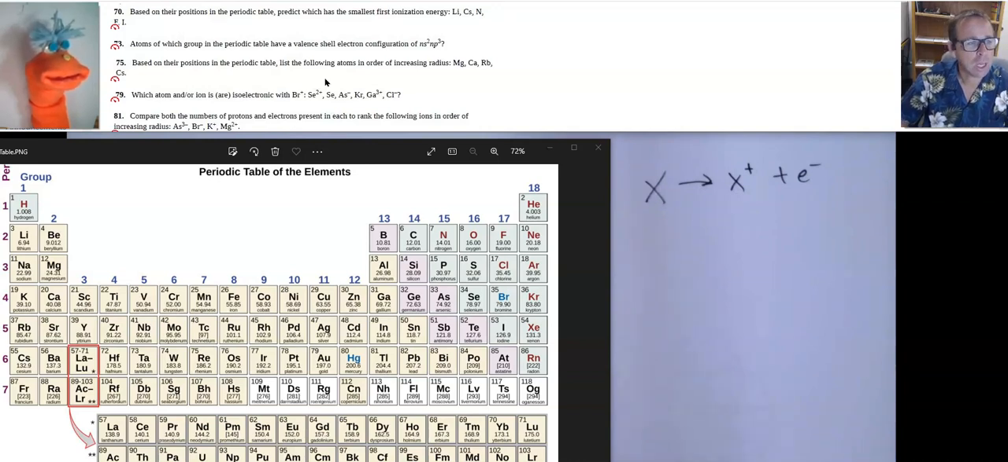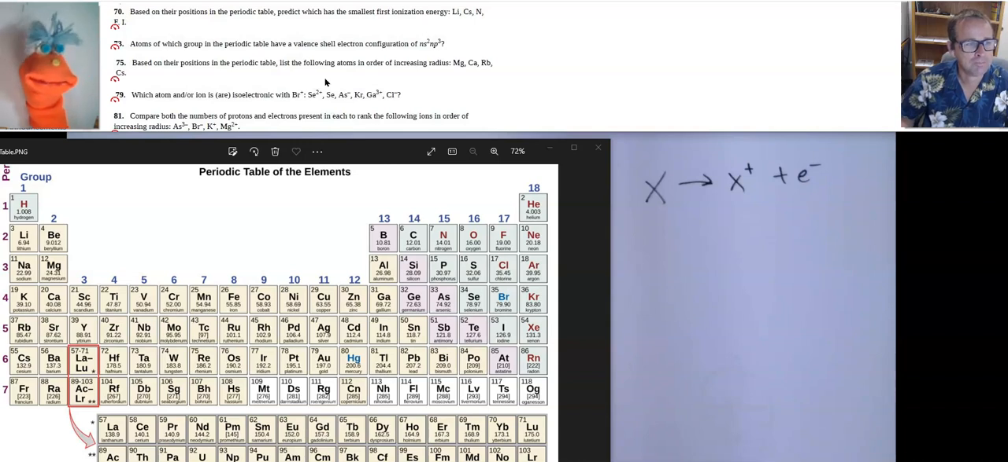All right, so based on their positions, if I look at lithium and cesium, what do you think? Cesium would be easier to remove. That's right, cesium would be easier. So the smallest first ionization energy is what we're looking for. Nitrogen, fluorine, and iodide?